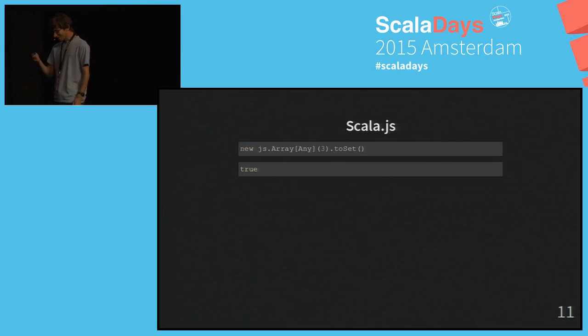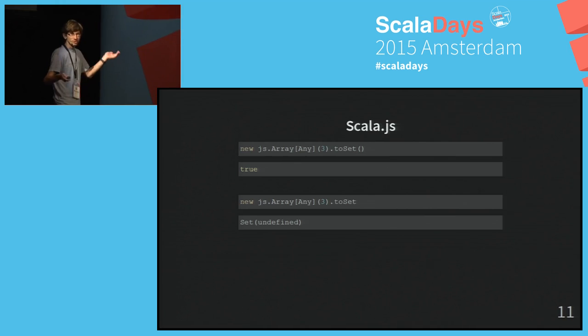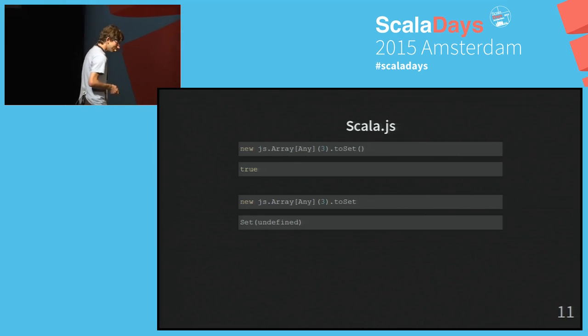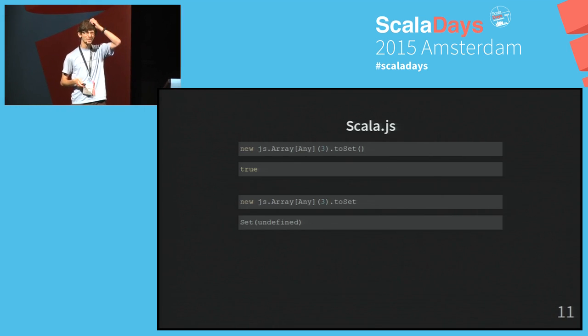So let's do the same exercise. Let's remove the parentheses, right? And then you get what you would expect, right? A set with the value undefined in there. Because, well, we're in JavaScript, right? So undefined, that's a real thing. And so does that mean that unit is undefined?